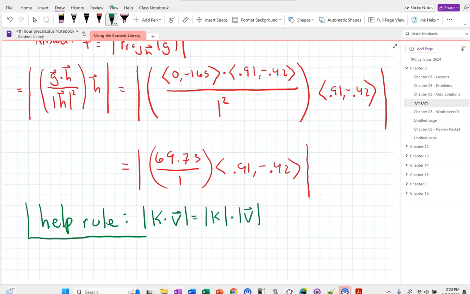So a helpful identity or helpful rule here for these kinds of problems is if I want to do the magnitude of a scalar times a vector, that's just going to be the absolute value of the scalar times the magnitude of the vector. They can kind of pull that scalar out front and separate it.